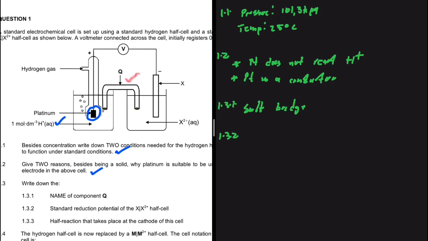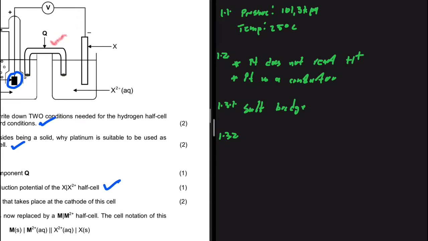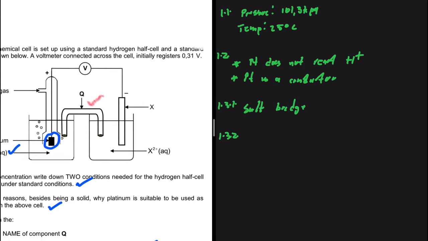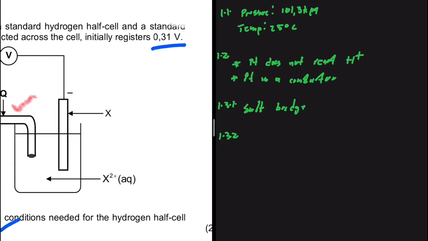1.3.2. What is the standard reduction potential of the X half cell? Right, this is for 1 mark. When you are familiar with this kind of question, you're going to be able to answer it without any difficulties. But here we sort of have to take the long route so I can show you what is happening. Let's look at the information we have. We are told that the initial EMF that is registered is 0.31 volts. So the EMF of our cell initially is 0.31 volts.